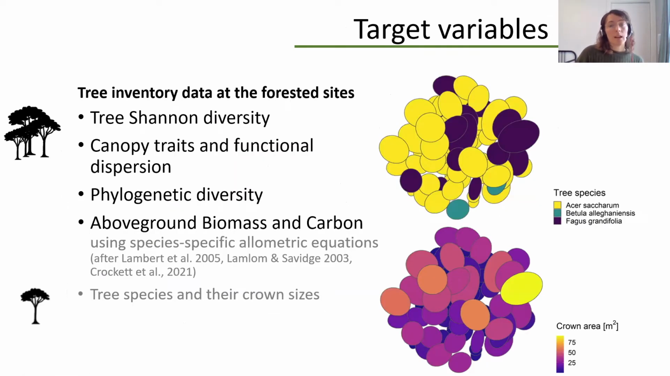The target variables at the forest sites are pretty clear, and I already presented the tree species diversity as well as canopy traits and their functional dispersion. I also calculated phylogenetic alpha diversity using mean pairwise distances, as well as aboveground biomass and its carbon content using allometric equations. But we of course also have the tree species themselves and their respective tree crowns. At the moment we use them as an abundance to weight the different diversity metrics, but we could also target the trees themselves, or more, their tree crowns.